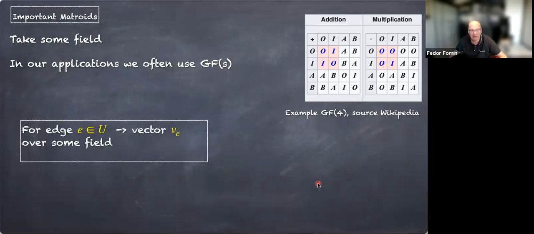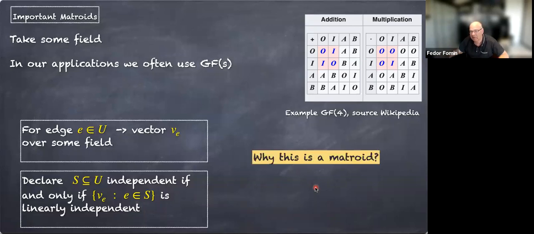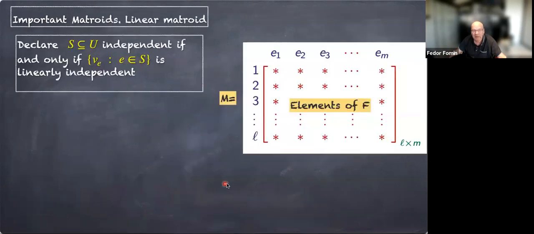So for these matroids, to every edge of the matroid we correspond a vector v_e over some field, and we declare a subset of edges independent if and only if this set of vectors is linearly independent. As long as I have a field and vectors, I can define what linear independence means. And then the question is why it's a matroid. Please check, right? The only way to check that this is a matroid is to go through all three axioms.